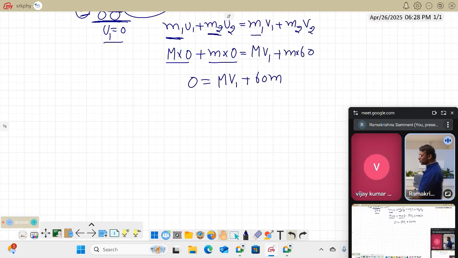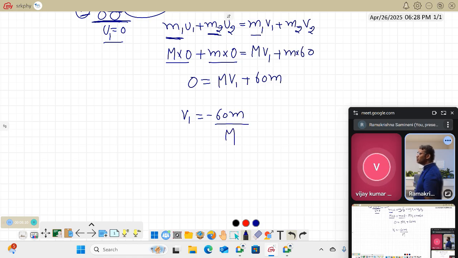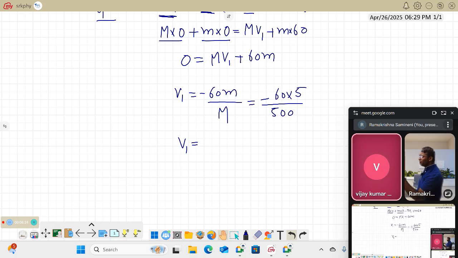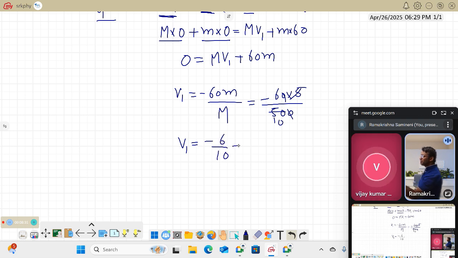Now if you substitute the values, what are you going to get? We require v1. v1 is equal to minus 60 m by capital M. Substitute the values: minus 60 into small m, which is 5 kg, by capital M, which is 500 kg. Check the values. If you solve it, the zeros get cancelled, 5 times 6, minus 6 by 10, that is 0.6 meter per second.